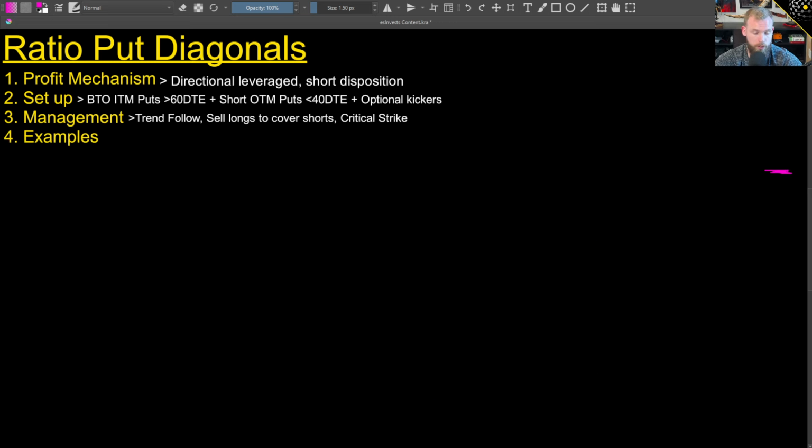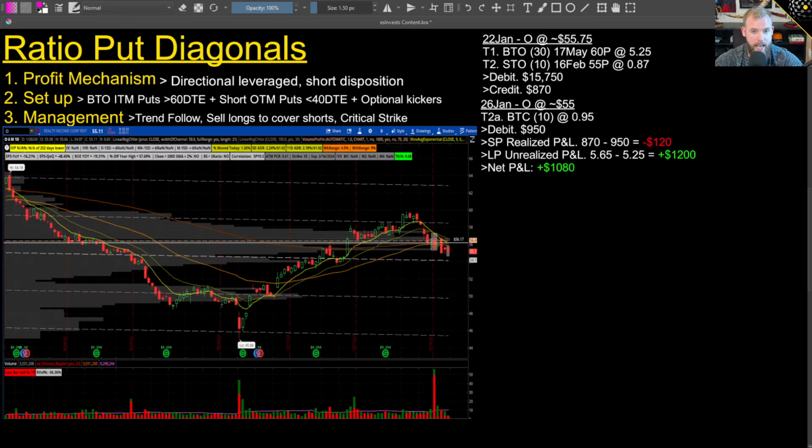Now I want to work through an example with you. So let's take a look at this. This is O back on 22 Jan. O was trading around 55.75. You can see kind of where it was right here. And this was the opening trade. These were in the money, the 60 puts. I bought them for $5.25. And then I sold 10 of the 55 puts against it at 87 cents.